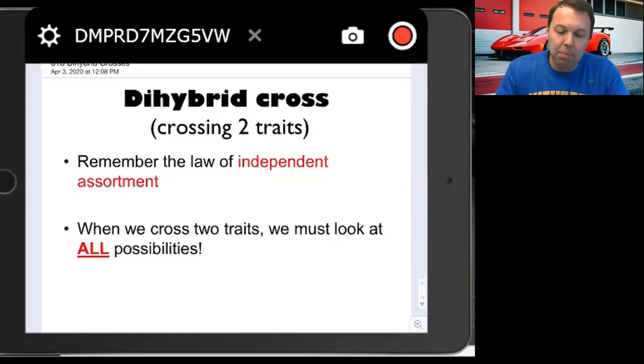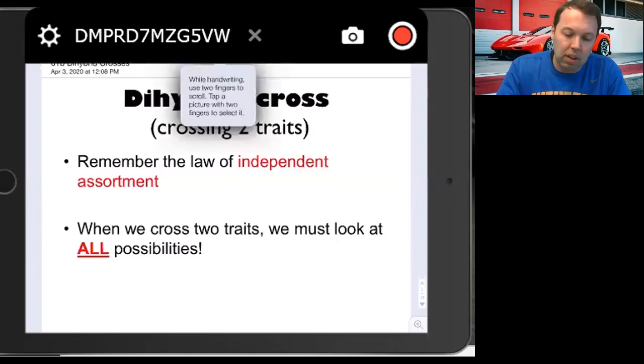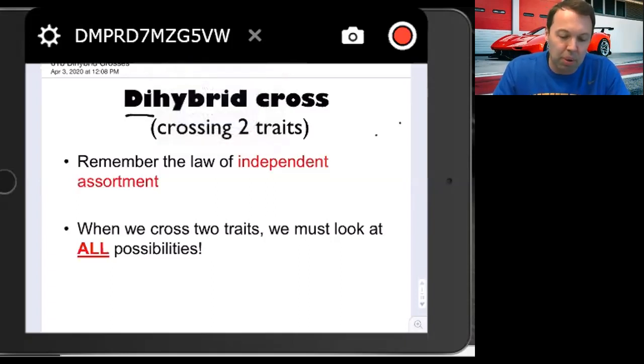So dihybrid means two traits. So we're gonna go ahead and do the two traits at one time. Do you think we can keep track of that at the same time? Thank you, Notability. So di means two, and we're gonna go ahead and do two traits at the same time. Now we do need to remember the law of independent assortment. These traits are gonna move independently of each other. They're not gonna be linked.